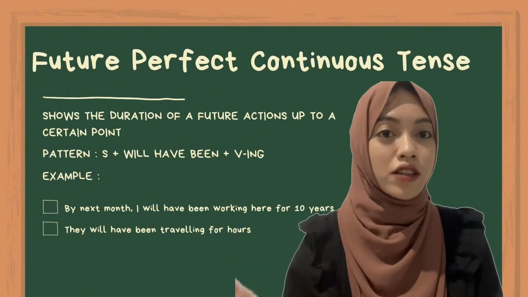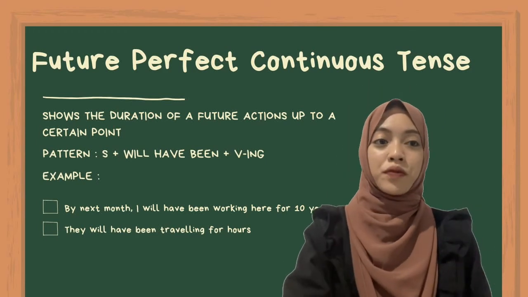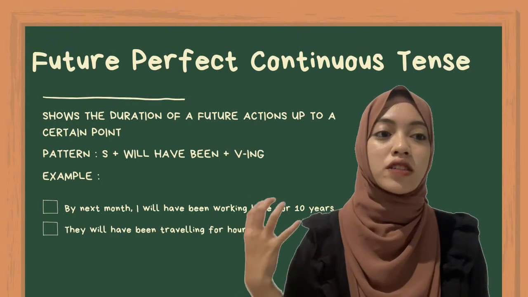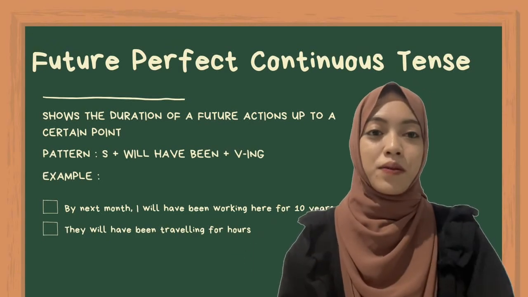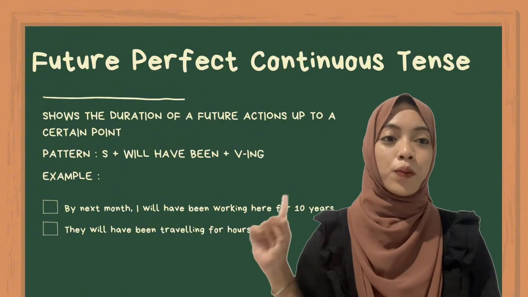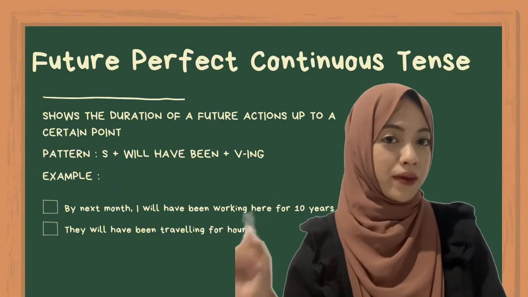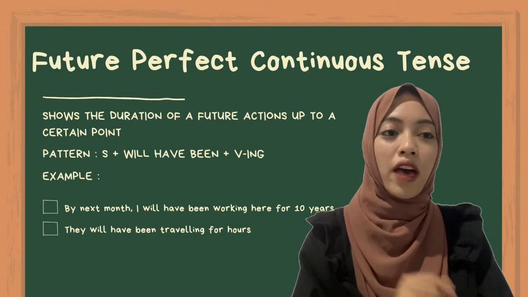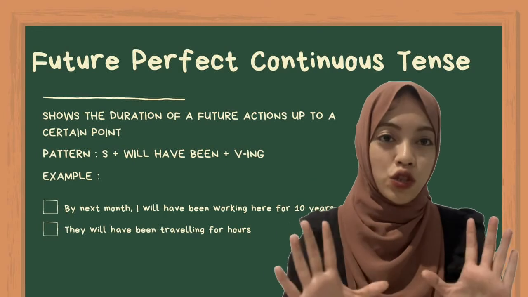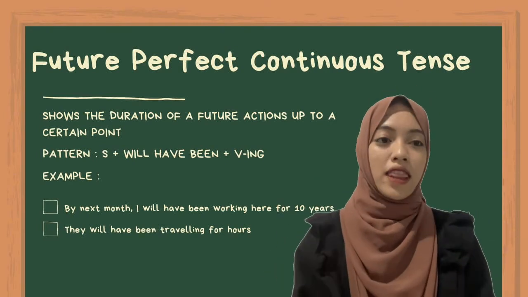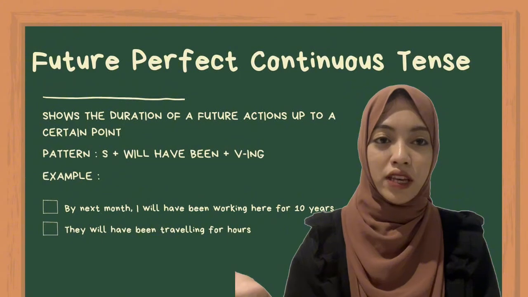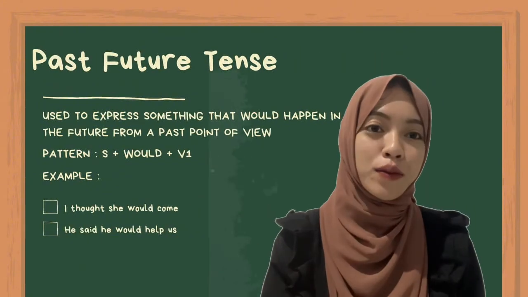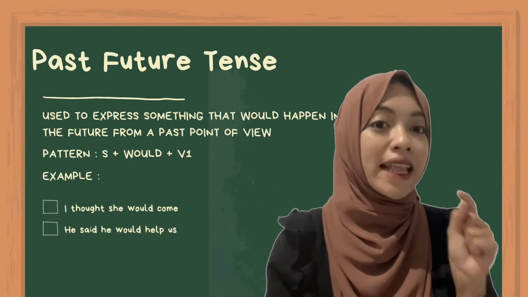Next is future perfect continuous tense. Future perfect continuous tense shows the duration of a future action up to a certain point. The pattern is subject plus will have been plus verb in. For example, by next month, I will have been working here for 10 years. And then, they will have been traveling for hours. Okay guys, if you get it, now we move to past future tenses.